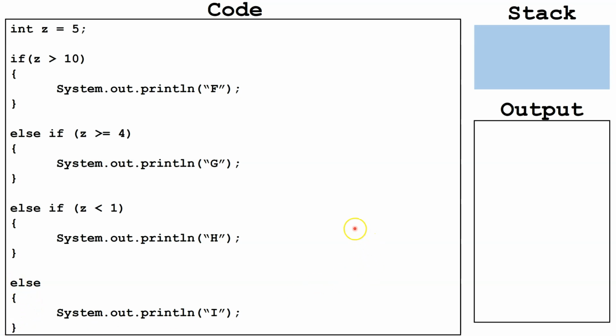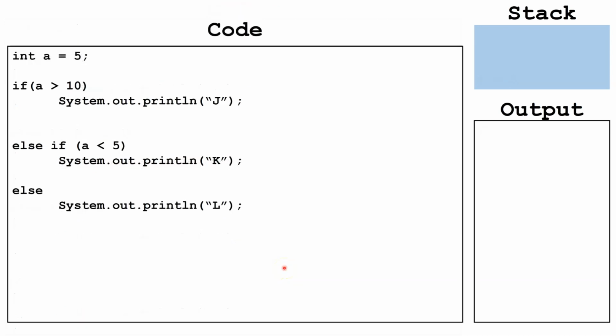Let's trace this out. We start off by declaring z and initializing it to 5. Next, we evaluate the expression z is greater than 10. This expression is false, so we skip the if's block of code and continue on to the else if. The else if expression is z is greater than or equal to 4. This is true, so we execute the block of code attached to the else if, output g, and skip everything else.